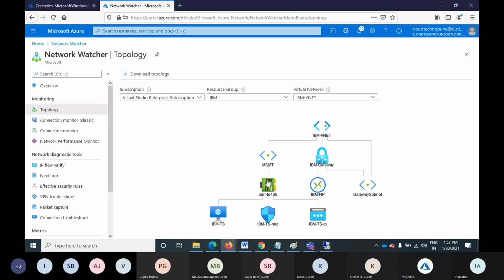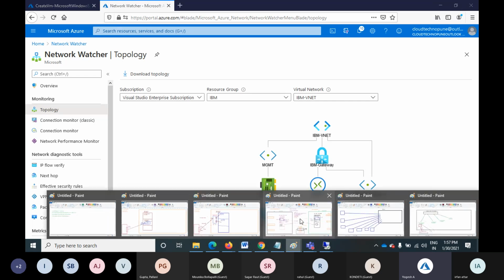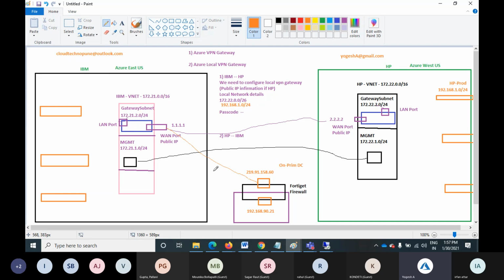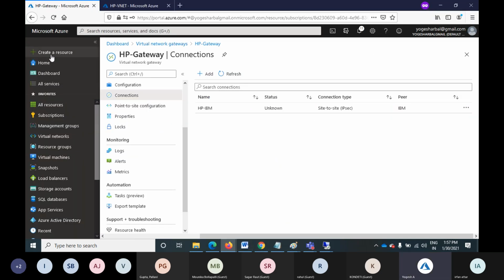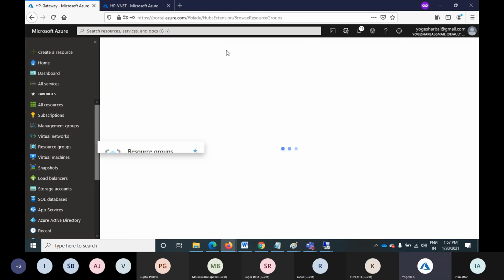Okay. So in the second scenario, as per the diagram, we are going to create one more connection to my physical data center. In that particular lab, that HP infrastructure is not required. So I will delete the HP infrastructure, and then we'll understand how you can achieve the same lab under a single subscription. So this is the HP one. Go to resource group.